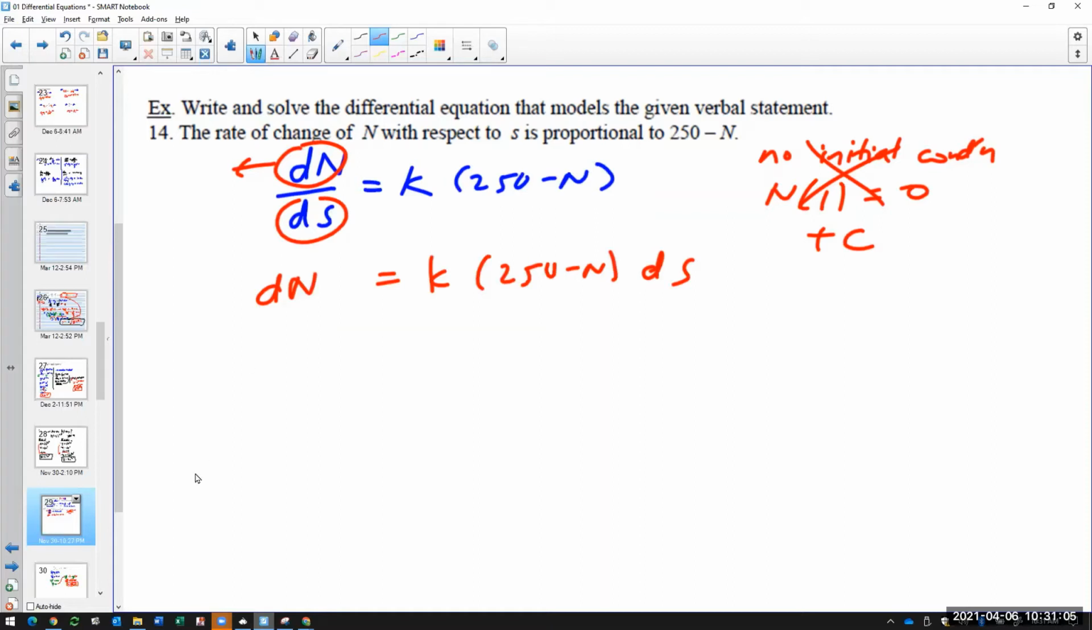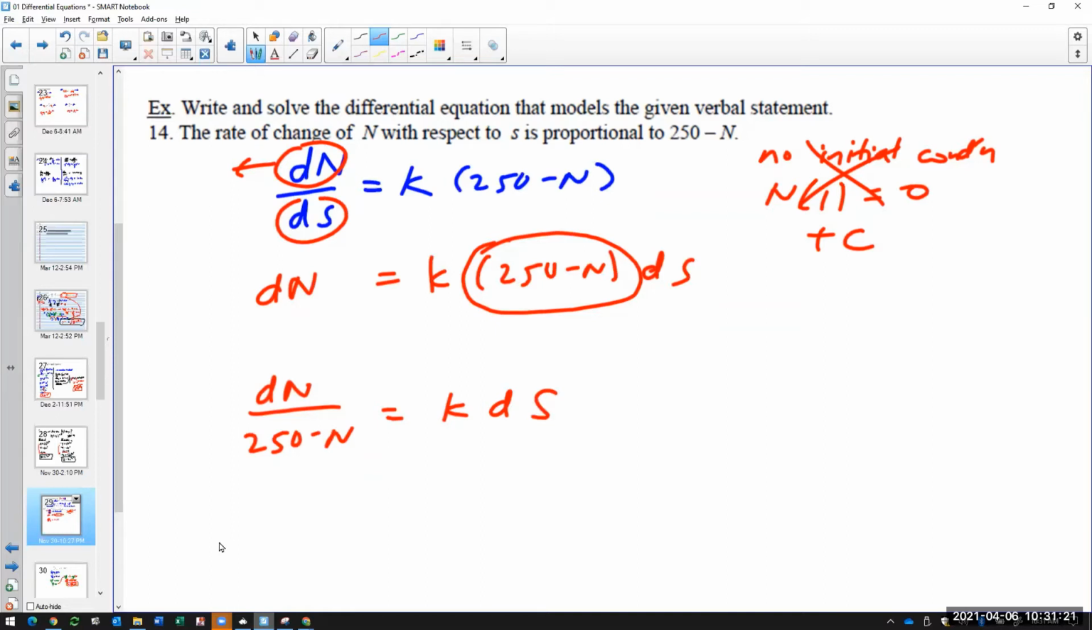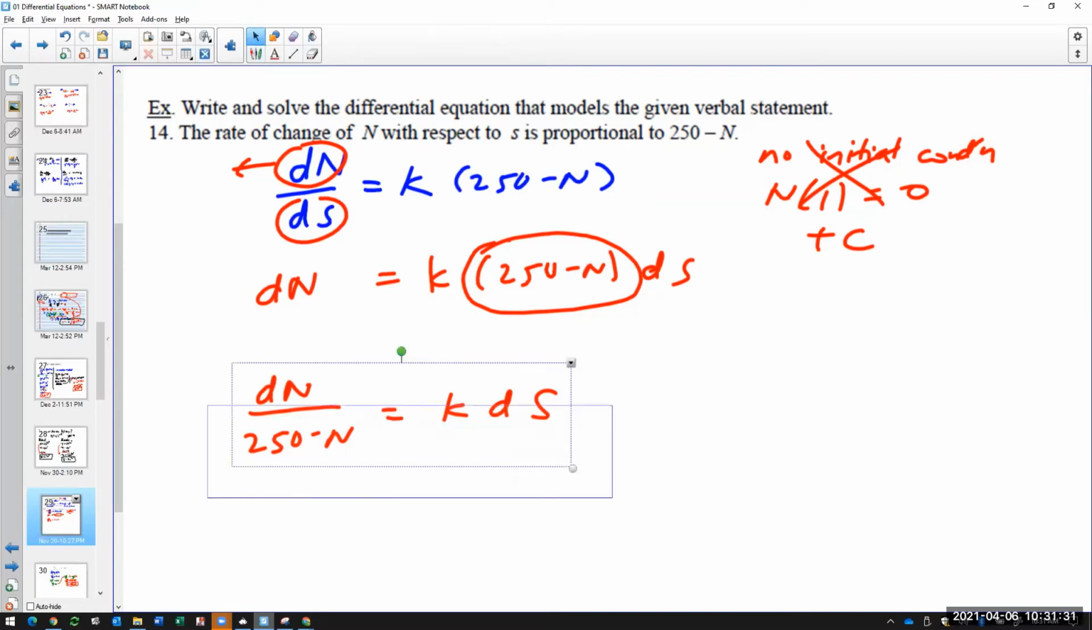Okay, so this dS is gone. Then what is on this side that I need to move to the left? How would I move that to the left? Divide both sides by 250 minus N. So I get dN over 250 minus N is equal to K dS. Are you with me so far? First you separate. Did I separate correctly? Are all the N's on the left and all the S's on the right? And did I use real algebra, not the fake stuff? Okay, I'm good.